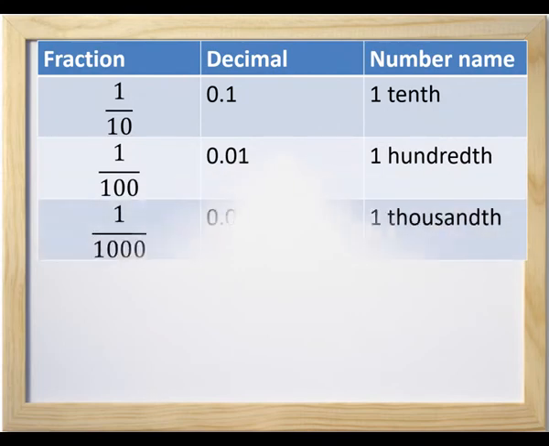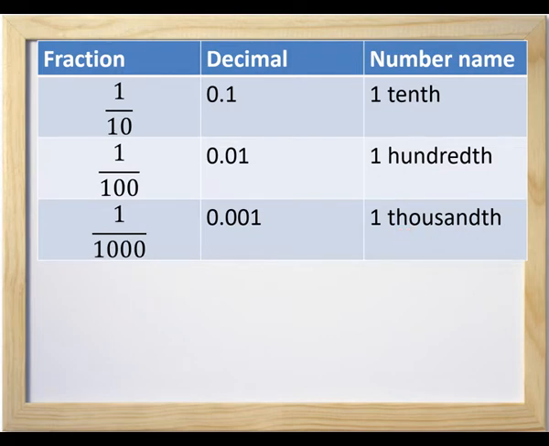Children, I put in a tabular form what we have learned in the previous slide. So the decimal fraction is given by 1 by 10 and the decimal number is given by 0.1 and the number name is tenth. In the same way, the decimal fraction 1 by 100 is given by 0.01 as a decimal number and the name of it is hundredth. In the same way, 1 by 1000, which is a decimal fraction, is equal to 0.001 as a decimal number and the name of it is thousandth.